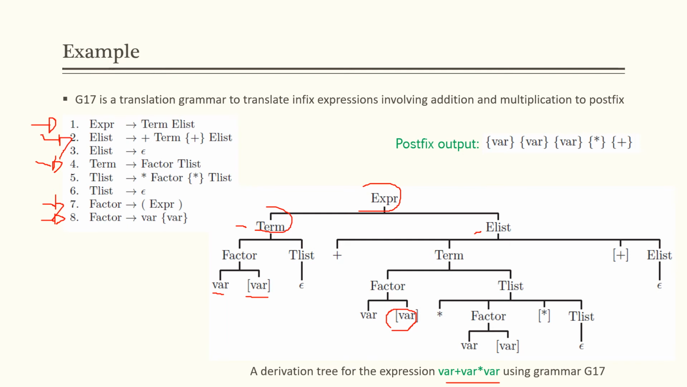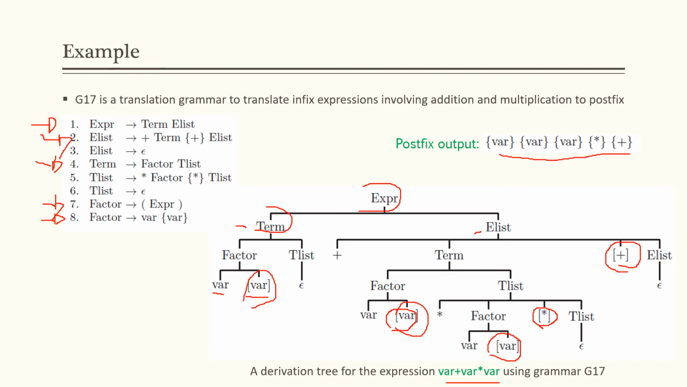until we get to the end of the expression, which is var plus var times var. Okay, so the output that we get from this derivation tree from this grammar G17, if you write it from the left hand side, is var, plus another var here. Okay, we look into the output, or the action symbol, and then the multiplication sign, and then the addition sign. So this is actually in the form of postfix output.